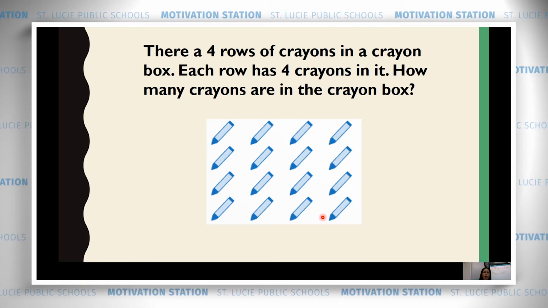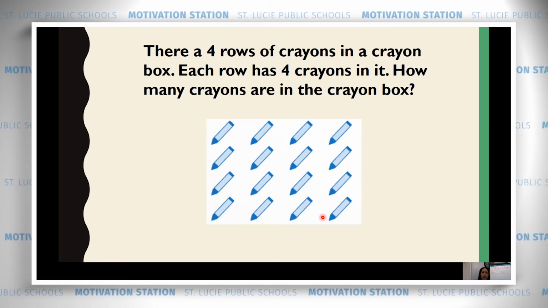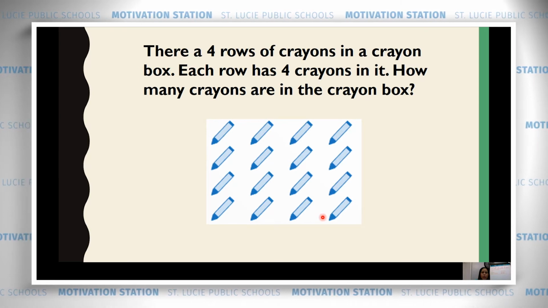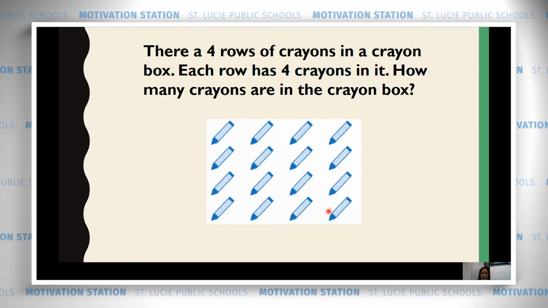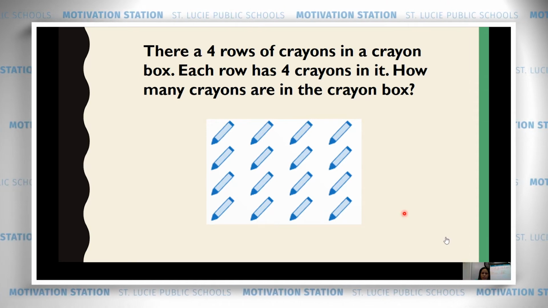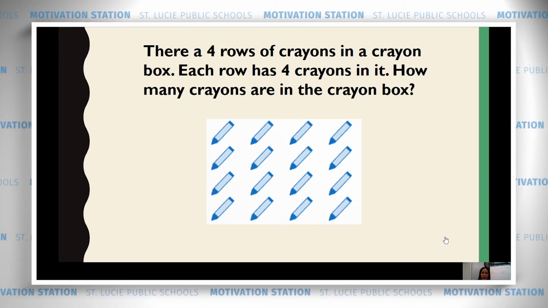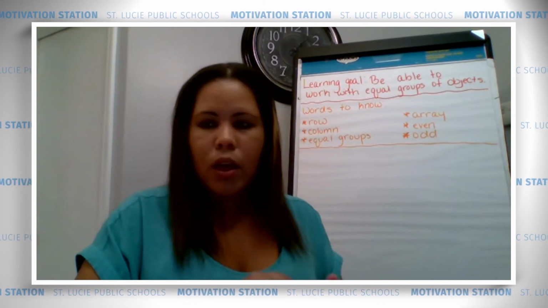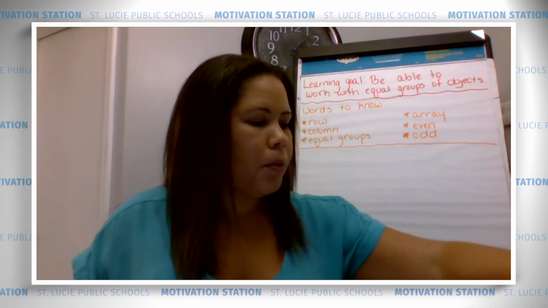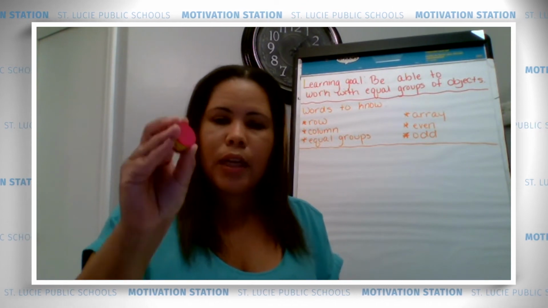How about this one? There are 4 rows of crayons in a crayon box. Each row has 4 crayons in it. How many crayons are in the crayon box? 4 rows of crayons, and each row has 4 crayons in it. Well, guess what, guys? I'm going to use another type of manipulative here, just so we can get another idea on how to work this out.